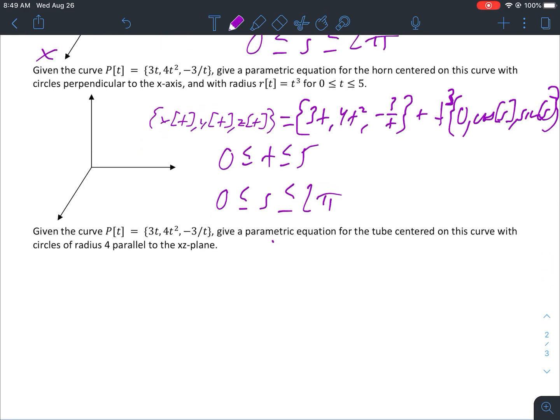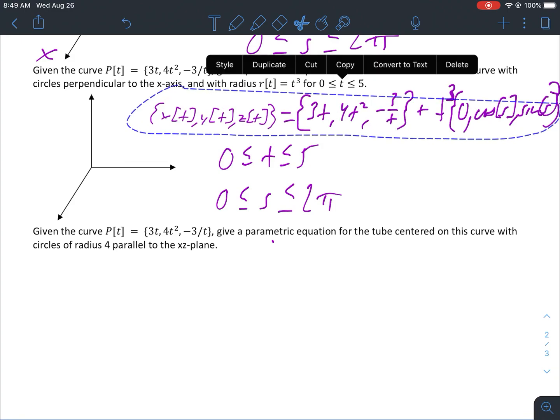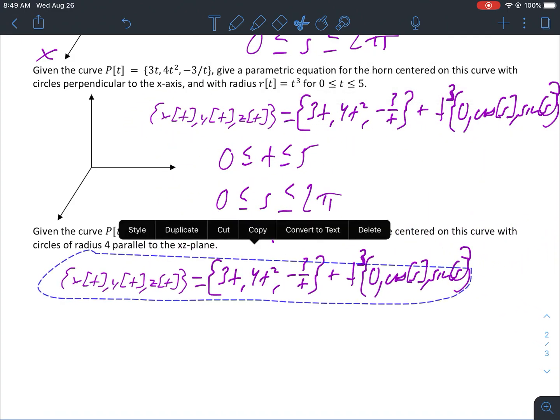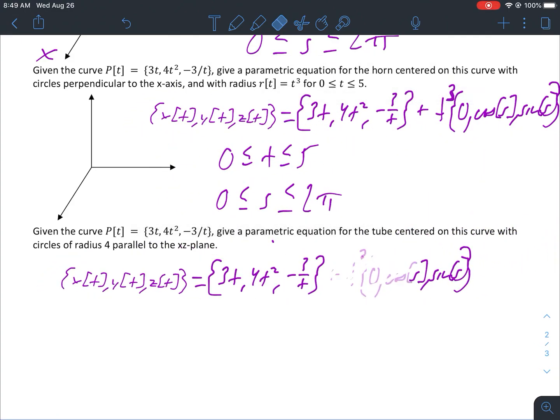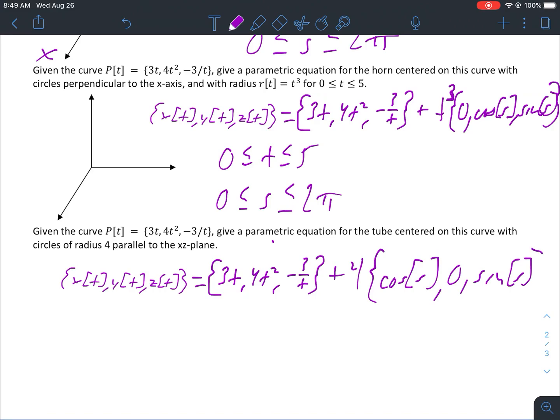All right, the last one is pretty much the same, except we're changing from a horn to a tube, which is actually going to be a little bit easier. So we're going to use a lot of the same equation from the last one. We're still doing p of t, but now we're doing a tube, so we're going to add 4 instead of adding t cubed. And parallel to the xz plane, which means y is going to remain constant here, so we'll put cosine in the x spot and sine in the z spot.